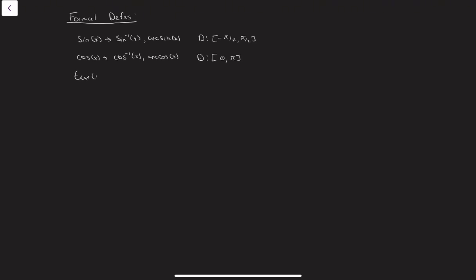Last but not least, we have tan of x going to tan inverse of x, or arc tan of x, with its domain being restricted to negative infinity to infinity. Perfect. So let's look at some examples.